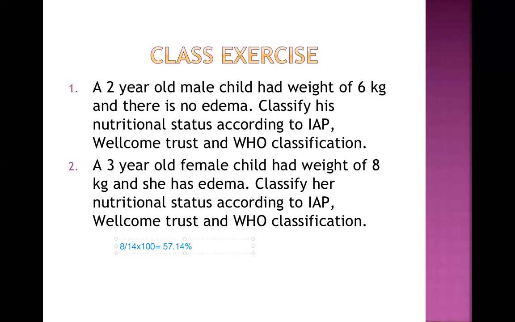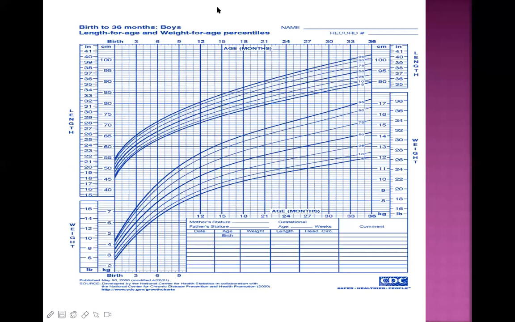But according to Wellcome Trust, this child has edema and the weight is 57% of the expected. So where does it fall? What is the classification? Marasmic kwashiorkor. Very good. Excellent. So this is the way you calculate it. Now after this, I'm sure there won't be any problem. Let's move on. It's a very important question which will be asked in your future exams.